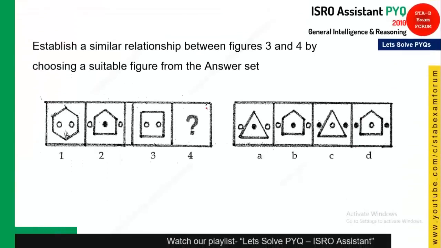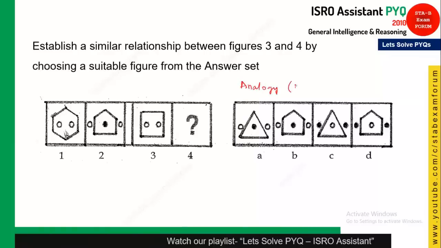It is again from the non-verbal category, and the C again it is from the analogy but with non-verbal category. Okay, so let's find the relationship between these two. As you can see, there are two figures. There are 1 2 3 4 5 6 sides, but in the second figure, if you count 1 2 3 4 5, one side has been reduced.